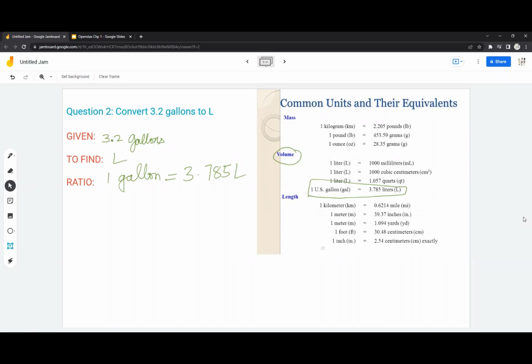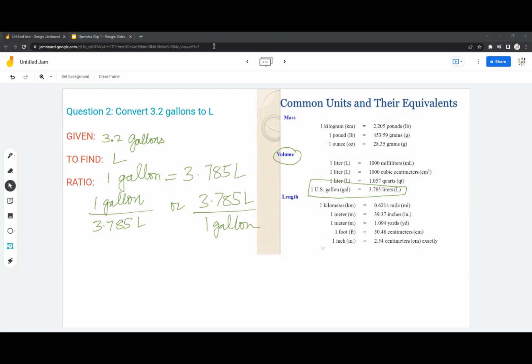So again, we can write it in two different ways. One is going to be 1 gallon over 3.785 liters, or 3.785 liters over 1 gallon. So we write 3.2 gallons. What should be multiplied by so that our answer is in liters? So you should come to the conclusion that it's this one.